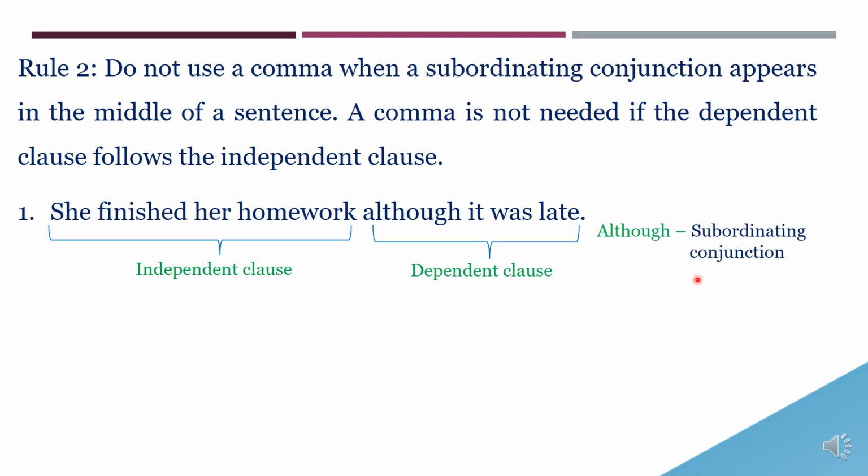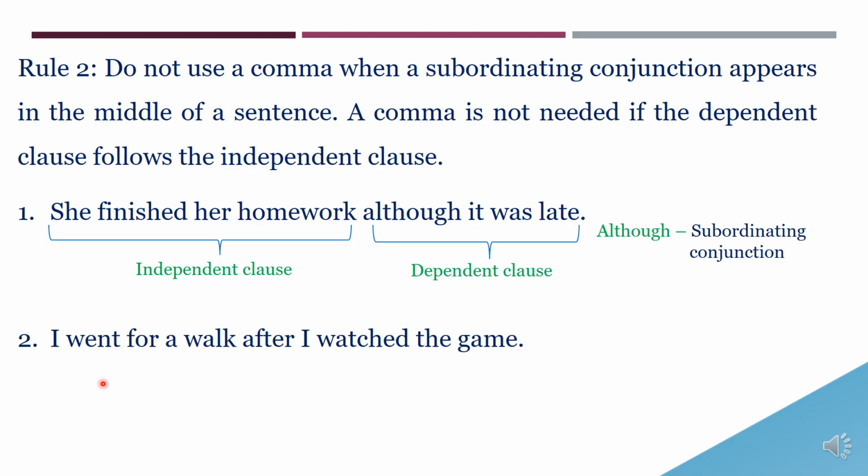Although is a subordinating conjunction. See, here in this sentence we are not using a comma because the sentence is beginning with the independent clause and is being followed by a dependent clause, and although, which is a subordinating conjunction, is placed in the middle of the sentence. In such a case, we do not use a comma. We use a comma only when a subordinating conjunction introduces a dependent clause followed by an independent clause. Only in such a case we place a comma after a dependent clause. Okay?